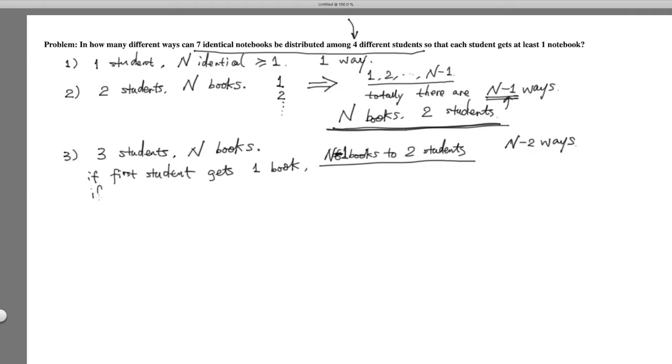If the first student gets 2 books, then we're going to distribute n minus 2 books, because that's the remaining number of books, to the other two students.